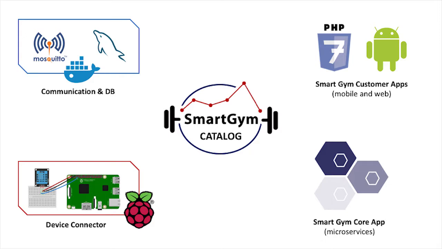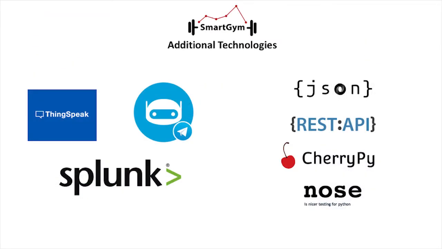At the end, we have this connection with the DB, which is a MySQL database, and we use Mosquitto Broker for publish and subscribe topic, mainly for the sensor data. This slide shows additional technology that have been used for the application. Starting from this peak and the Telegram bot, we have used Splunk for searching and visualizing data in dashboards, and also we have used Nose for the testing part of the application.